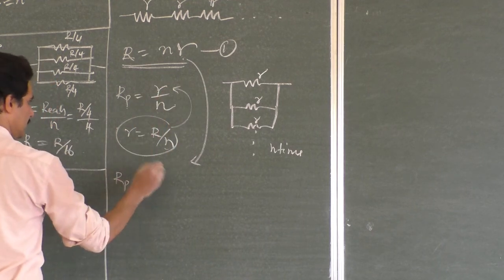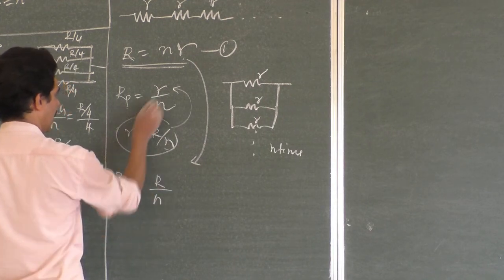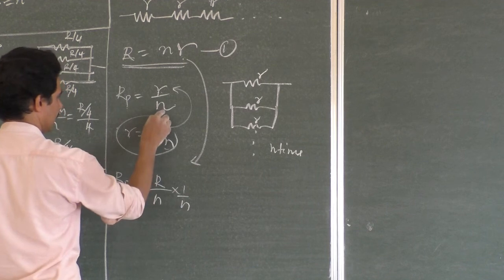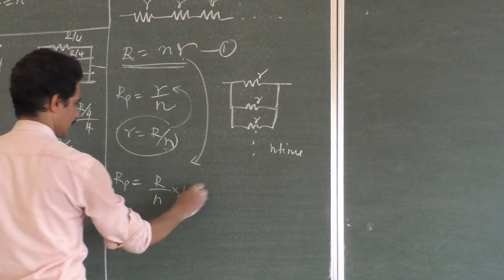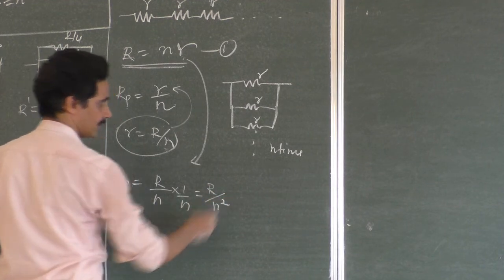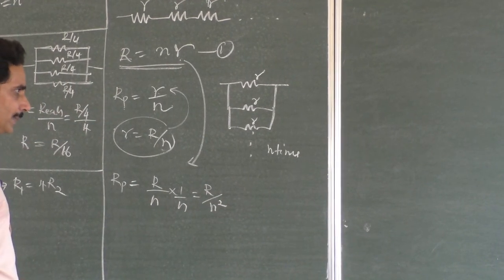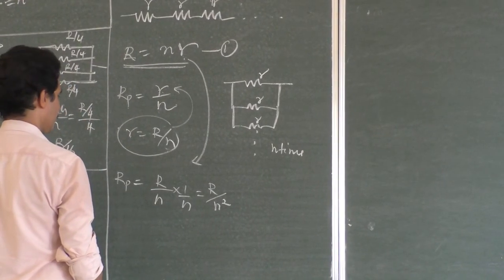Then what is Rp? Rp is equal to r by n, that is small r here, and by n. This r is R by n, then by n here. What is this one? R by n square. One answer. Do you have capital R by n square? No. You have n square by capital R. That is wrong. Okay, put it in another way. Is there any other possibility?